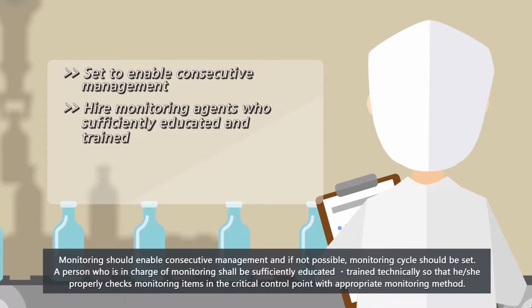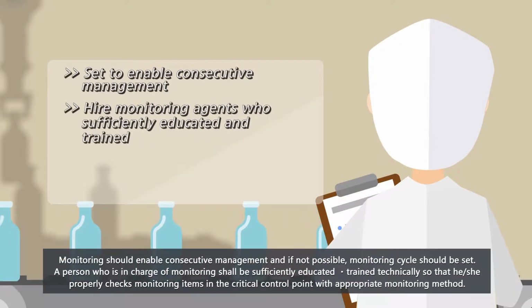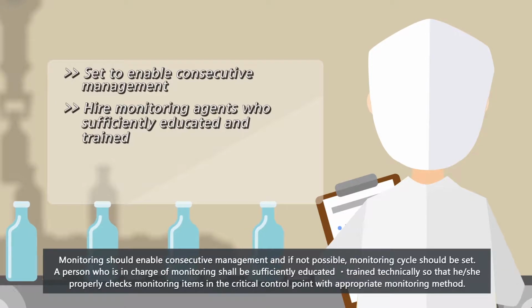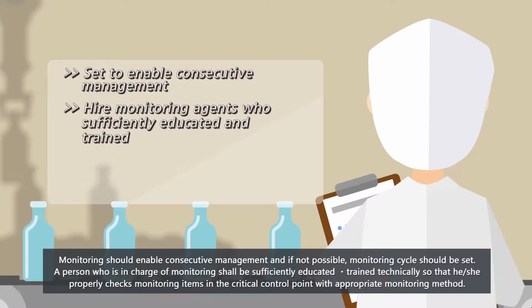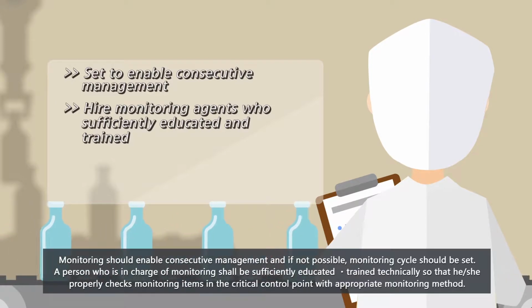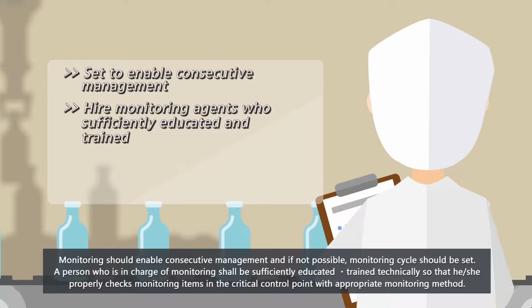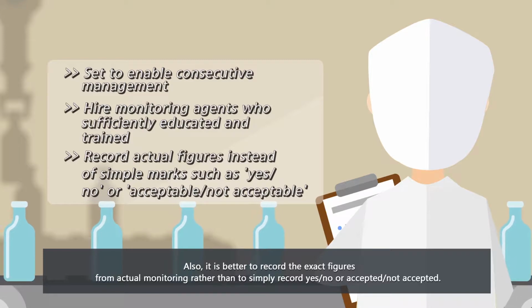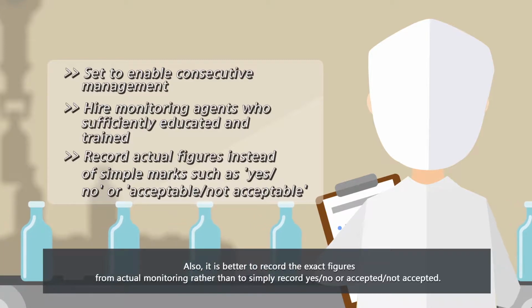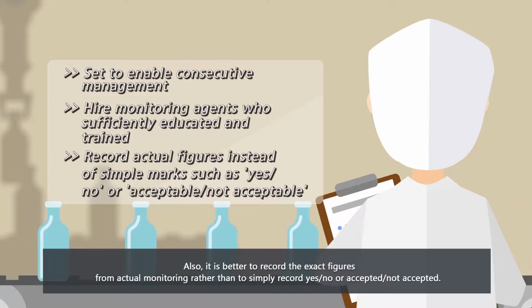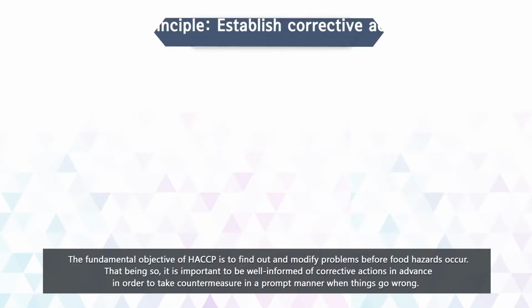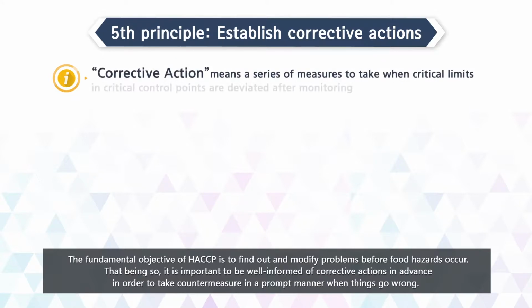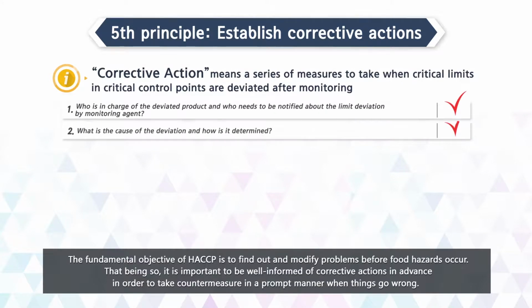A person who is in charge of monitoring shall be sufficiently educated, trained technically so that he or she properly checks monitoring items in the critical control point with appropriate monitoring method. Also, it is better to record the exact figures from actual monitoring rather than to simply record yes or no, or accepted, not accepted. The fundamental objective of HACCP is to find out and modify problems before food hazards occur.